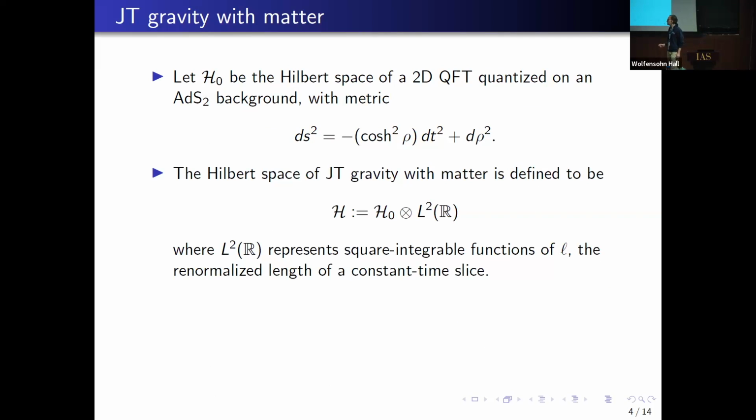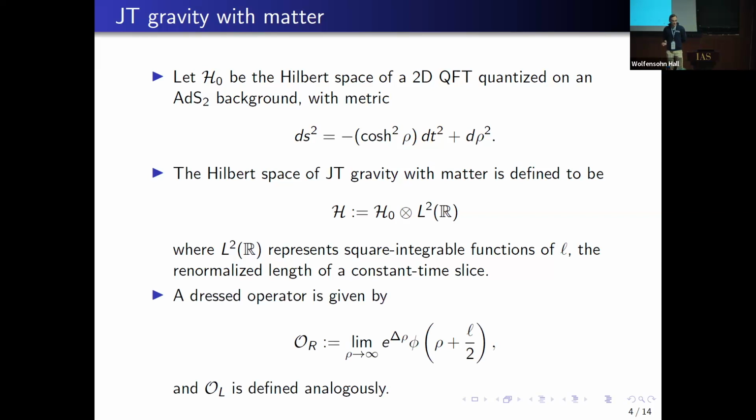So now, if you want to talk about the Hilbert space of JT gravity with matter, it's very simple. It's just the Hilbert space of the QFT, H0, times an extra factor of L2 of R. And L2 of R represents square integrable functions of L. L is the length, or renormalized length, of a constant time slice. So in particular, all the metric fluctuations in JT gravity can be encapsulated in a single additional mode, which is called L.